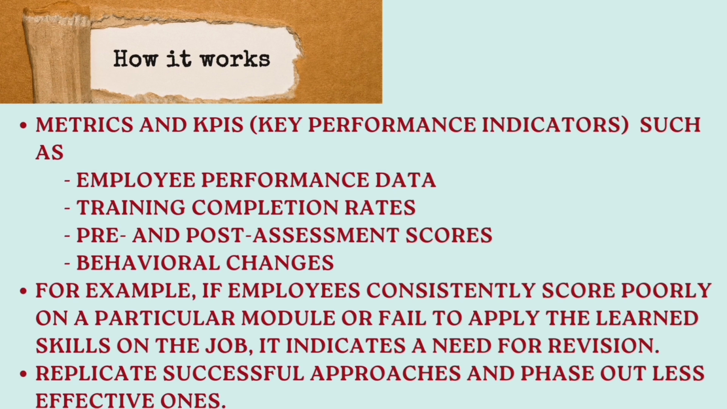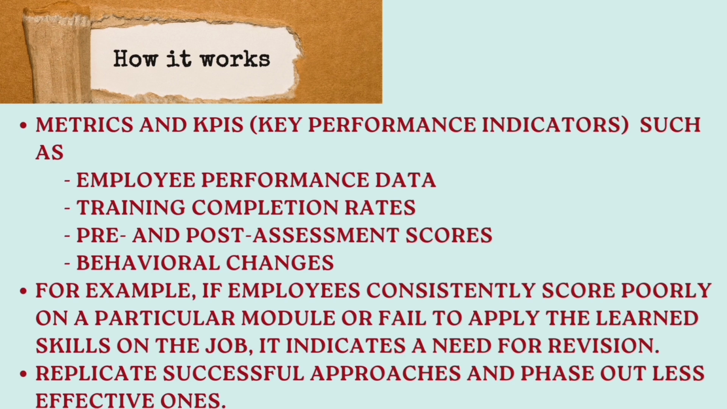A normal example is a student we are coaching who is consistently getting a percentage less than 60, or near about 50, or even 70, 80, and is not improving. We are providing extra training, material, everything, then yes, there is a problem either with the material, the procedure, or the process with which the student is studying. So we need to check what the problem is and improve on that. So if employees consistently score poorly on a particular module or fail to apply the learned skills on the job, it indicates a need for revision.